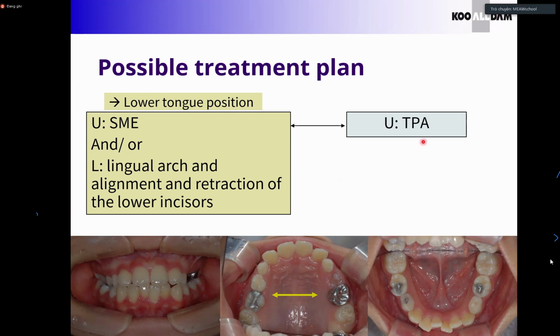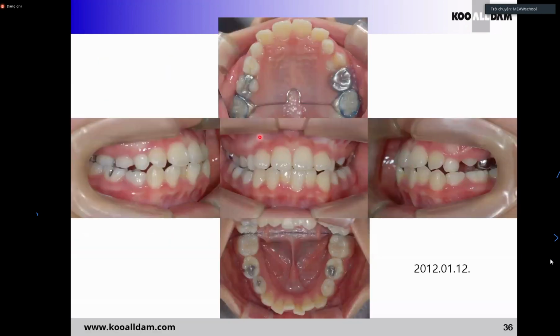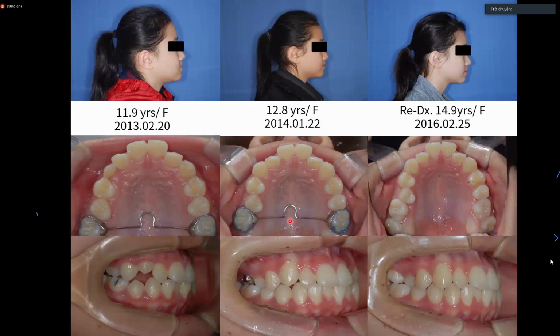The other method is we may use a TPA in the upper arch. So we insert the TPA in the upper arch, and we are waiting for exchange of the buccal teeth. Almost 15 years, and we can see some crowding in the upper and lower arch. How about the profile? Not bad, good.